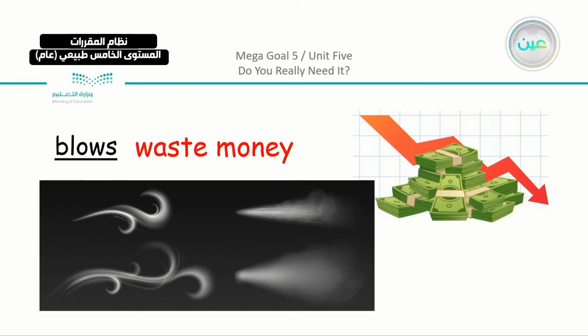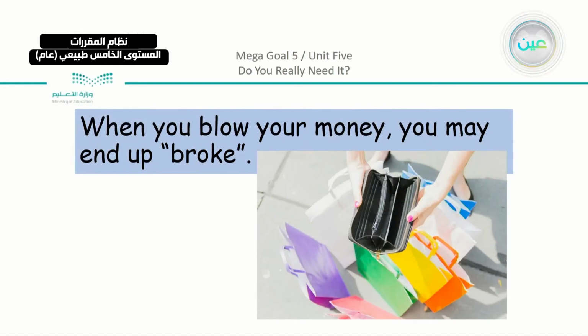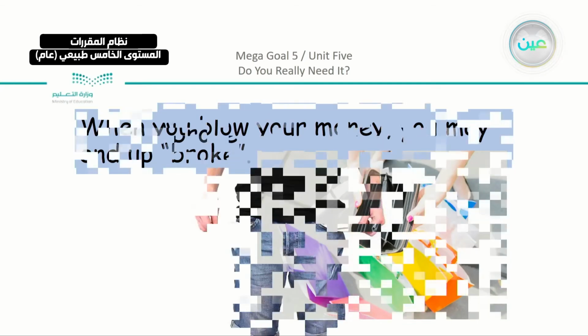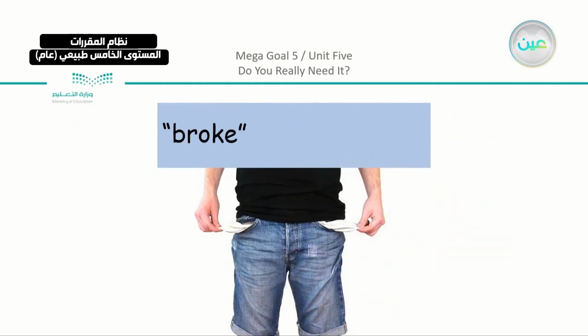We have here maxed out, we have here blow, and after that we have, when you blow your money, you may end up broke. So if you are just spending and spending and spending your money, at the end you are broke. And here we can say that broke means out of money. So we have blow and broke, they are just one word. Maxed out is a phrase.